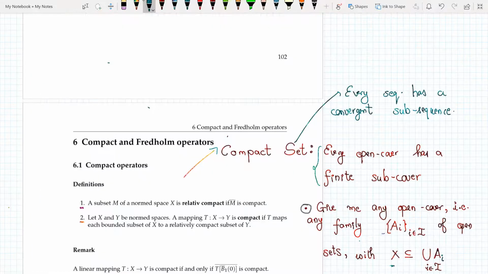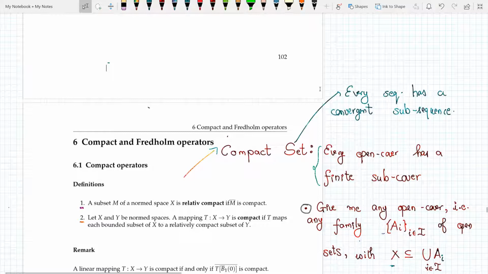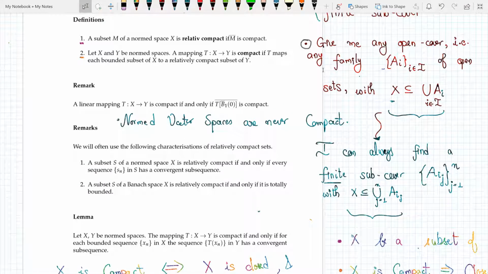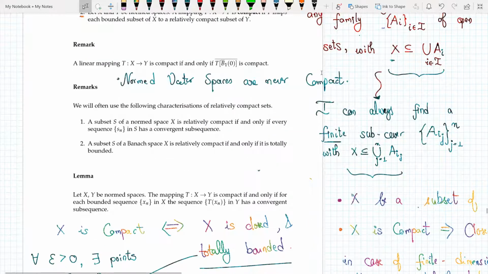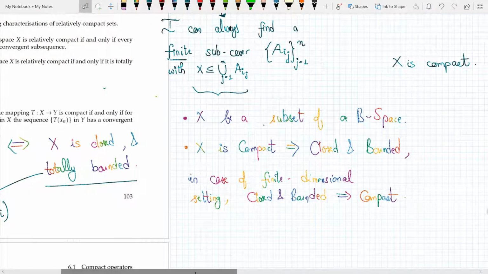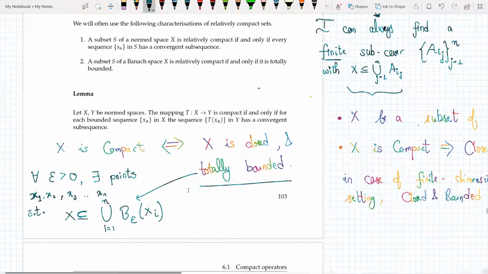Now let's carry on. The next thing that I want to say about compact sets is that every sequence has a convergent subsequence. This is another definition of a set being compact. If I take a sequence in that set, then there has to be a convergent subsequence, and this applies for every sequence. The next thing is that Banach spaces and normed vector spaces are never compact. And one more fact related to compactness is that if X is a subset of a Banach space and X is compact, then X is closed and bounded, but not the other way around in the general setting. But in a finite dimensional setting, closed and bounded also implies compact.